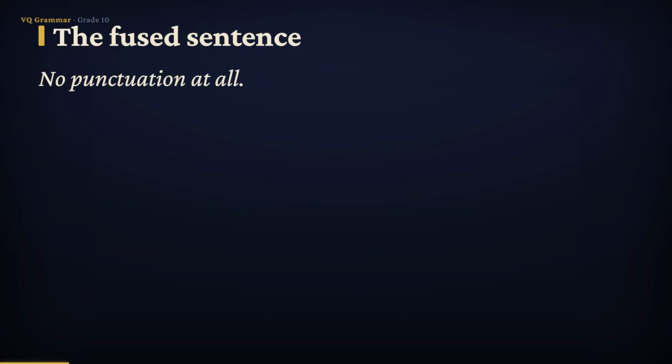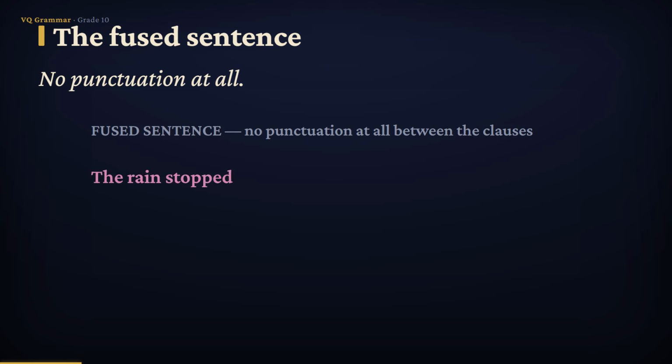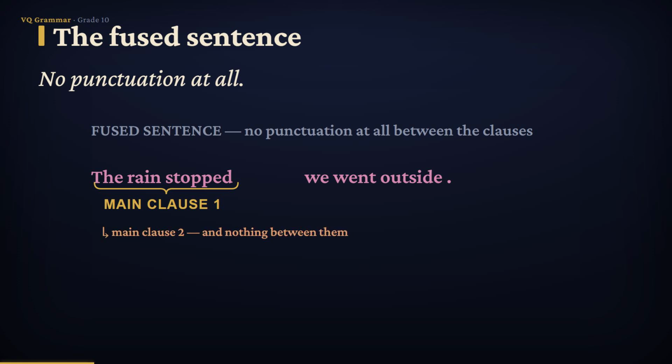The first shape is called a fused sentence, and it is exactly what it sounds like. Two main clauses fused together, with no punctuation at all between them. Look at this. The rain stopped we went outside. Read it out loud, and you can hear your voice stumble. The rain stopped is a complete sentence, all by itself. And between them, there is nothing. No period, no comma, no semicolon, no conjunction. Nothing at all.